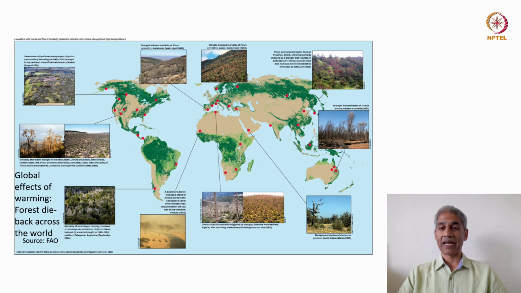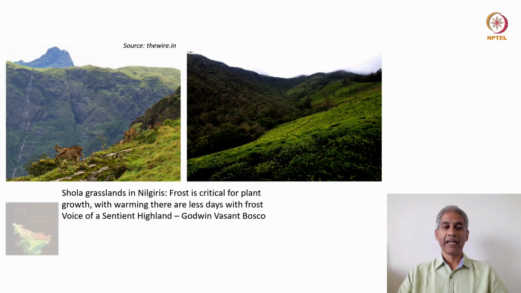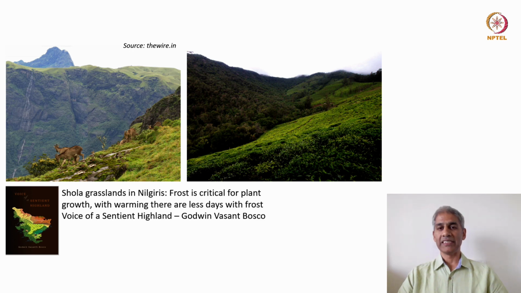And as can be seen on this map, forest dieback has been seen in all forests across the world. And there has been a recorded instance within India also. And more recently, forest species have shown increased mortality. And there is one documented one from a very specific and unique ecosystem, which is that of the Shola grasslands in the Nilgiris, which are basically very dense forest patches, which are contiguous with these grasslands. And both these habitats work in synchrony with each other. And each is critical for the other.